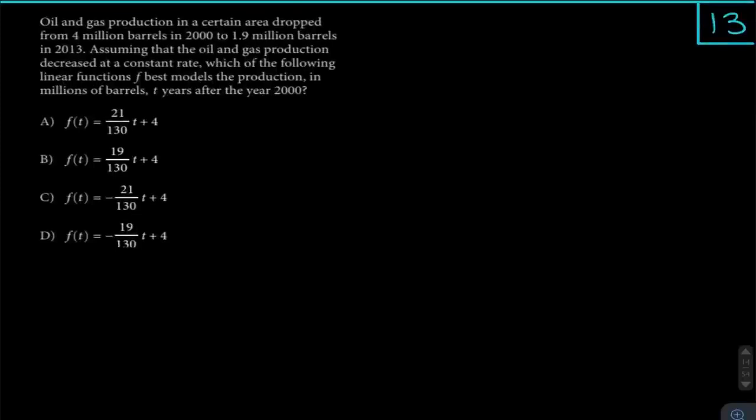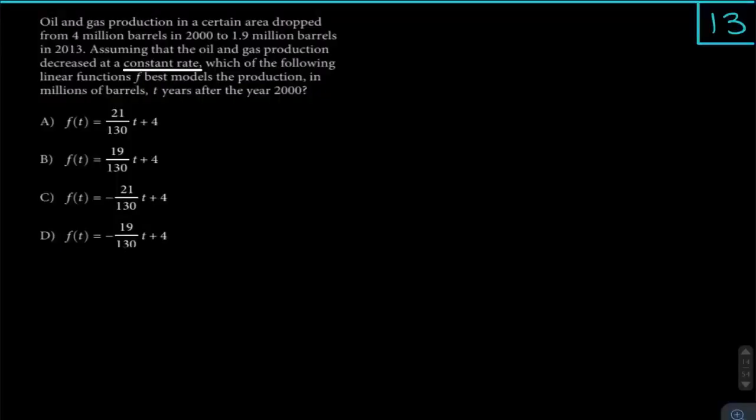Problem 13. We have a really weird word problem here, right? It says million in places, which might just start freaking people out, like eye rolling and everything, right? Oil and gas production in a certain area dropped from 4 million barrels in 2000 to 1.9 million barrels in 2013. Assuming that the oil and gas production decreased at a constant rate, always underline if you see the words constant rate, right? What does constant rate mean? It means a line, okay? That's what that is. That means you have a constant slope, so you're doing constant rise over run.